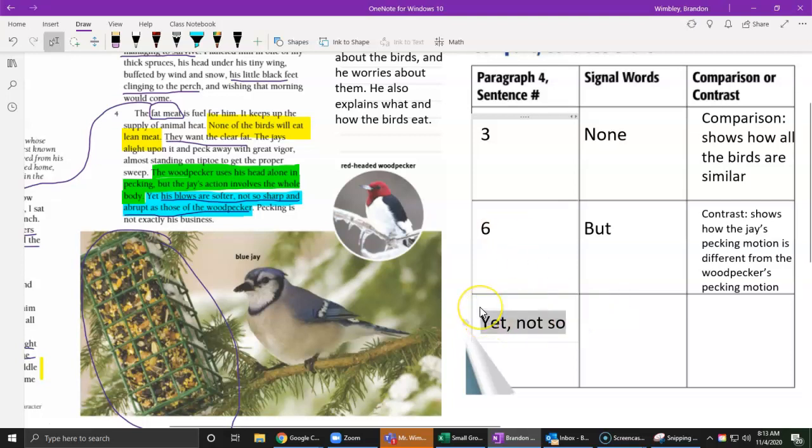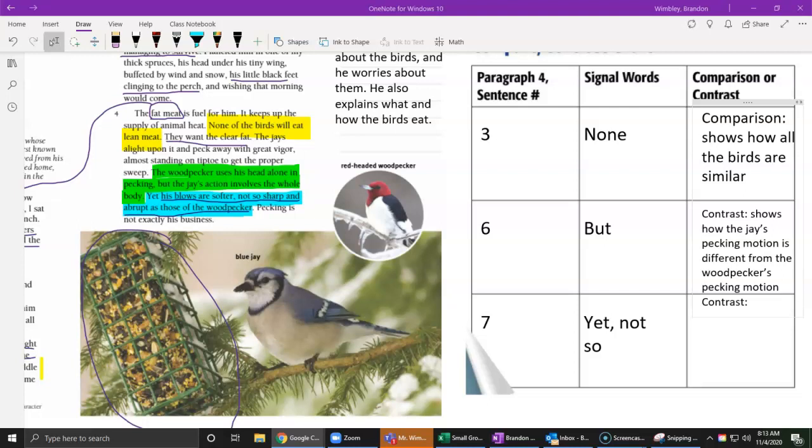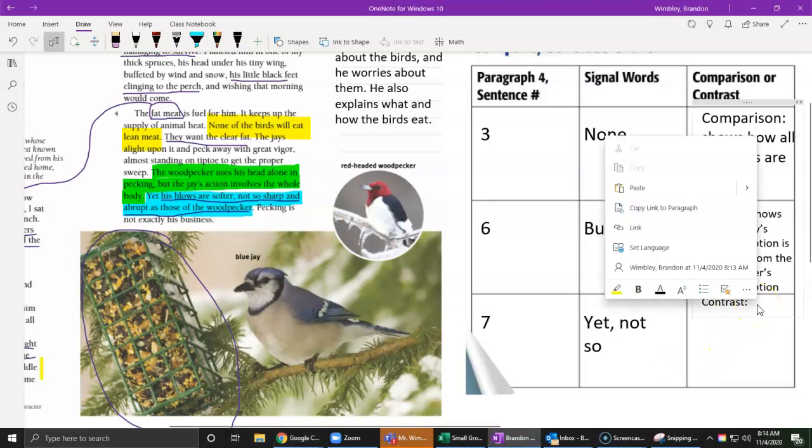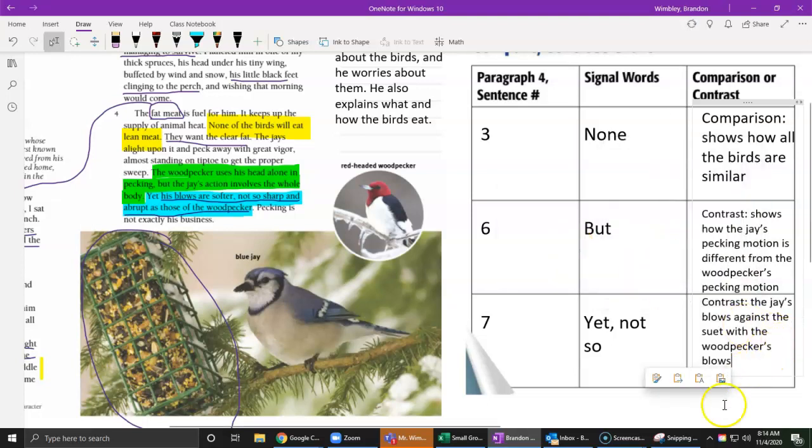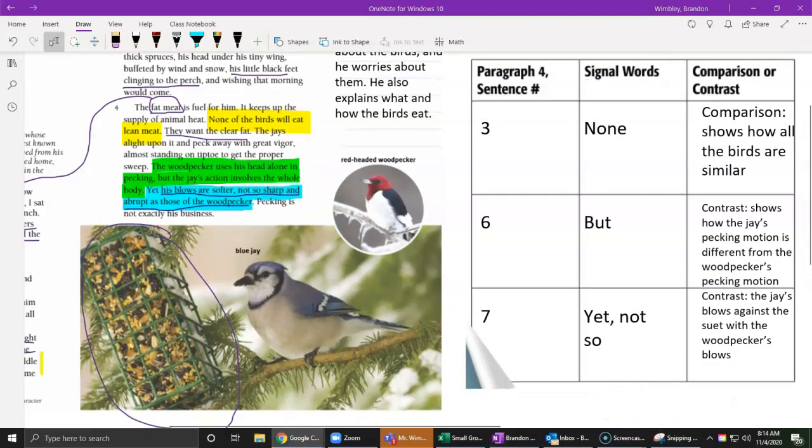So those are my signal words. I put them in the wrong spot, so let me move them on over. It's paragraph 4, sentence 7. And our signal words were not and yet. And then what is this telling me? Again, it's telling me it's a contrast. And what do we know about that? Well, it's telling me that the jay's blow against the suet is different than the woodpecker's blow. Remember, it's saying one's hard and one's not as hard. So that's how we go about figuring out how something's the same or different.